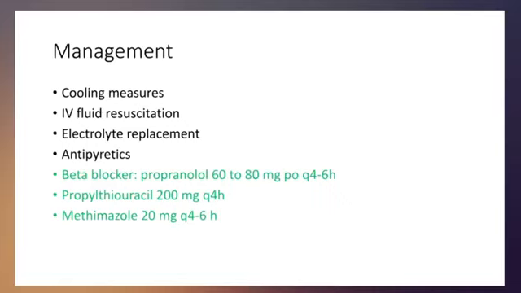Treatment of thyroid storm starts with cooling measures, IV fluid resuscitation, electrolyte replacement, antipyretics, beta blockers, propylthiouracil, and methimazole. Beta blockers will help control tachycardia. Propylthiouracil and methimazole will reduce thyroid hormone synthesis.